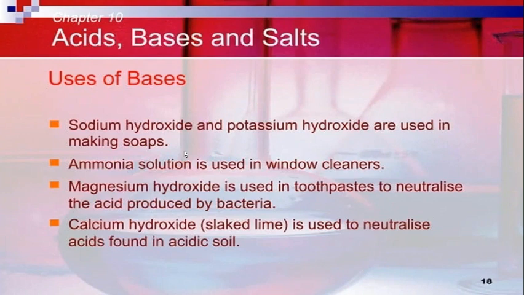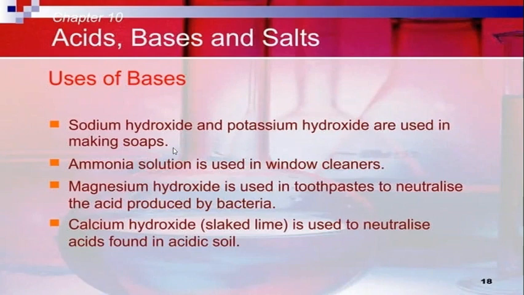In relation to everything else, let's look at some practical uses of bases. Sodium hydroxide and potassium hydroxide are used in making soaps. You would usually do this in your chemistry lab. I will use a sample of that in a later video to explain the process of creating soaps using potassium hydroxide and sodium hydroxide.